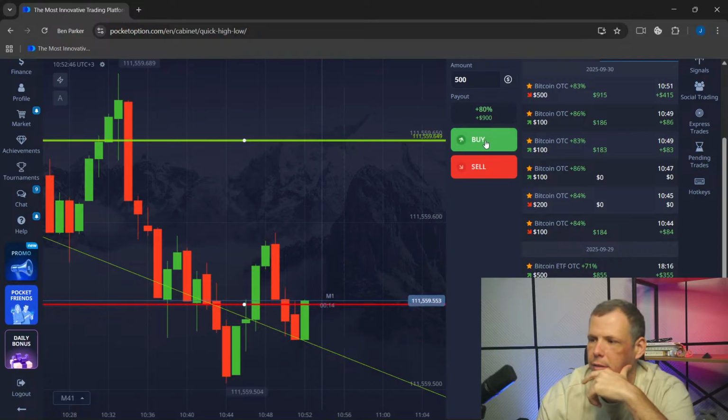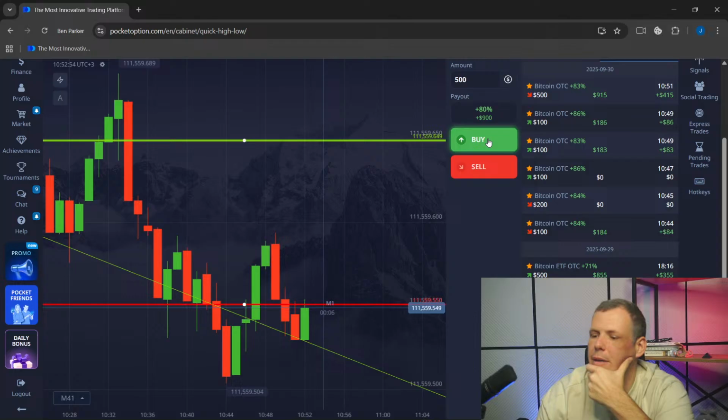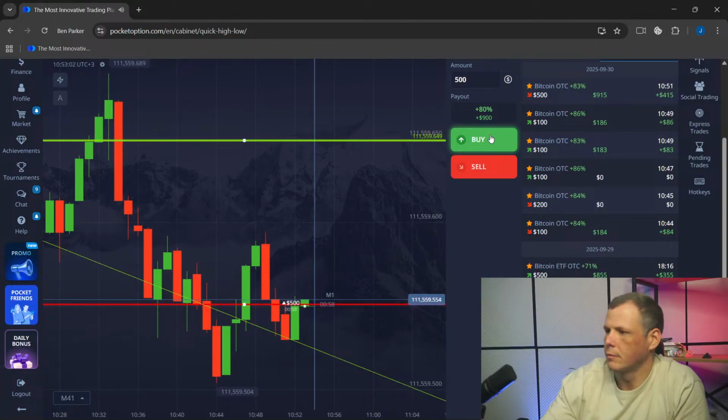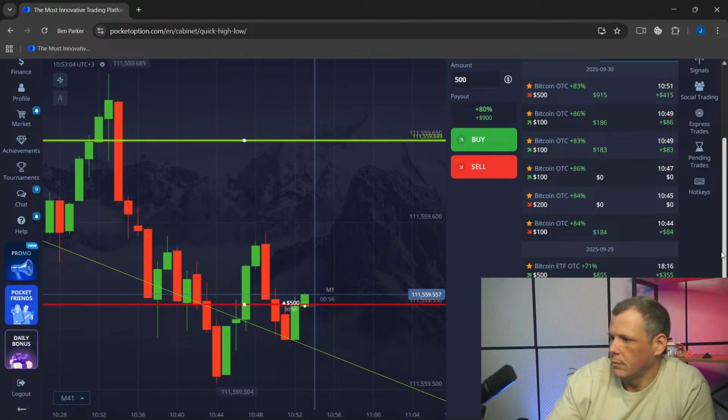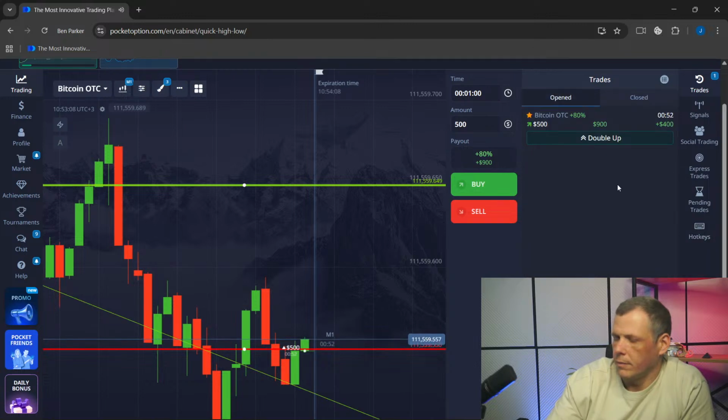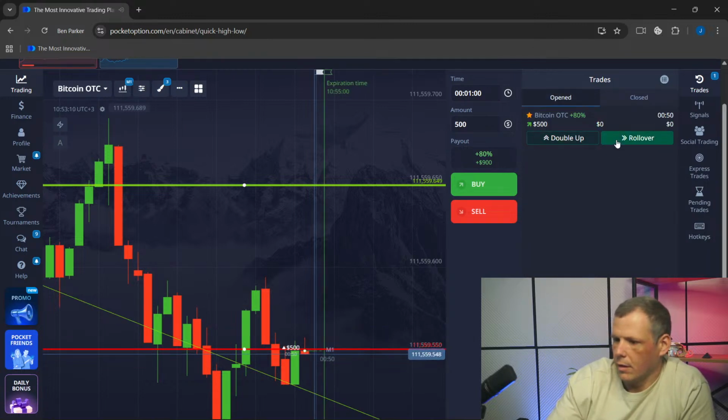Okay, an engulfing candle. We're going to get ready to enter a trade if it engulfs up. And now, is it going to close above the resistance line? And it is. And yeah, I'm going to enter here. And I'm going to double up.